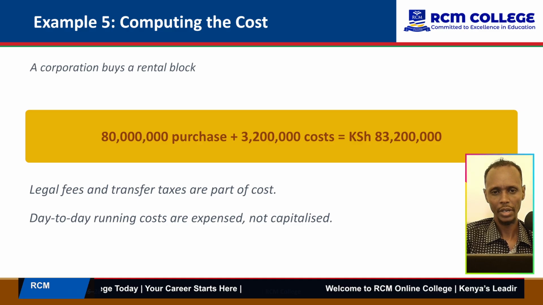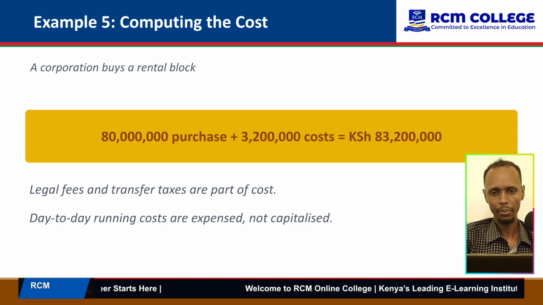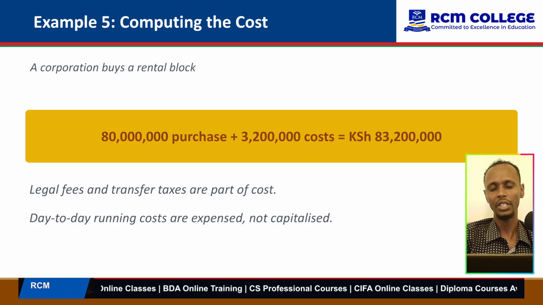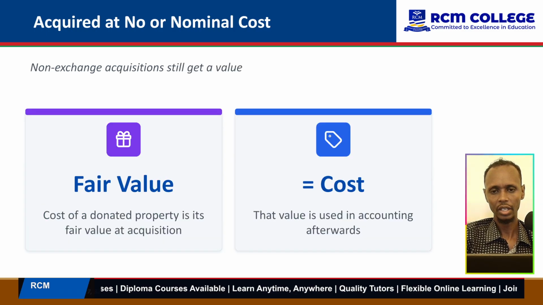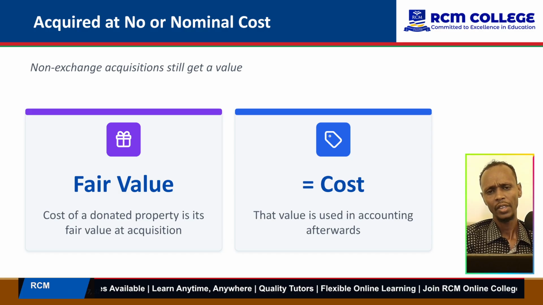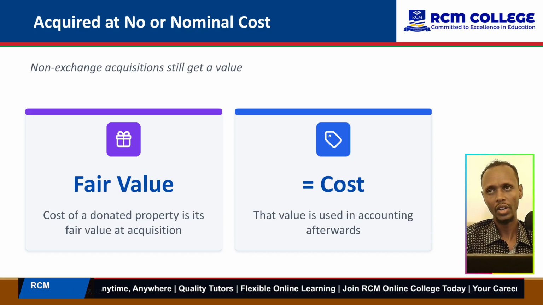Computing the cost: a corporation buys a rental block. The rental block purchase is 80 million. Then the other cost, which is 3.2 million. So the total cost is 83.2 million. Legal fees and transfer taxes are part of the cost. Day-to-day running costs are expensed and not capitalized. Okay, so we debit investment property 83,200,000, credit bank or payable 83,200,000.